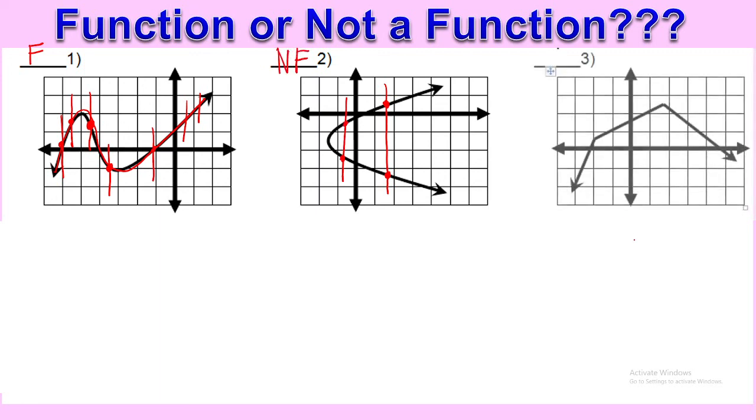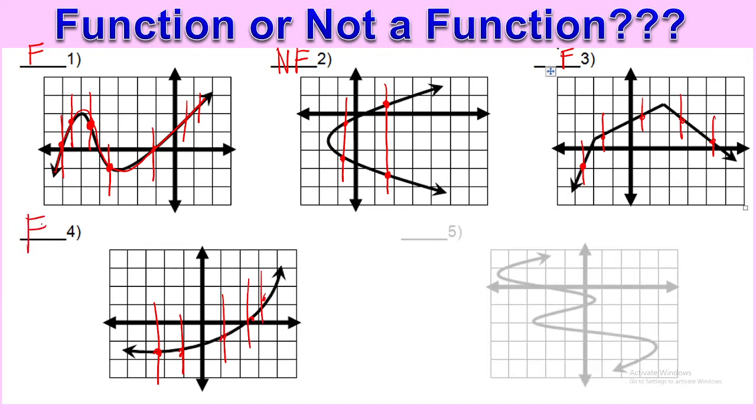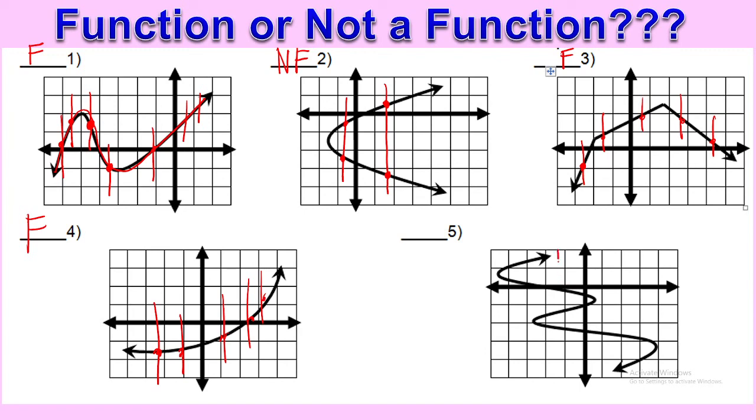Number 3, if I draw a vertical line, once. This is a function. Number 4, draw vertical lines. As you can see, it intersects only once. That's a function. Number 5, as you can see, if I draw a vertical line here, it will intersect thrice in this part. In this part, twice. So this is not a function. This is what you call a vertical line test.